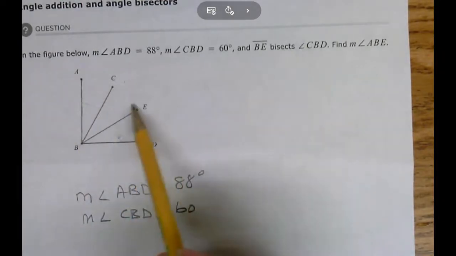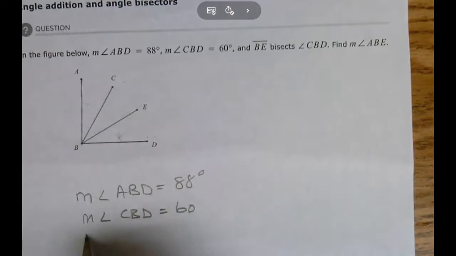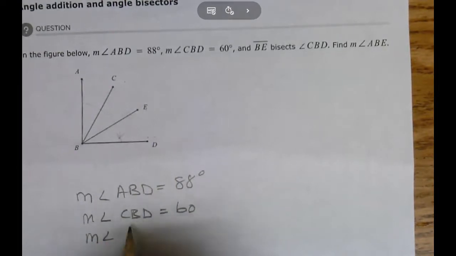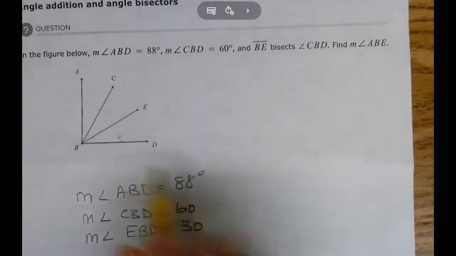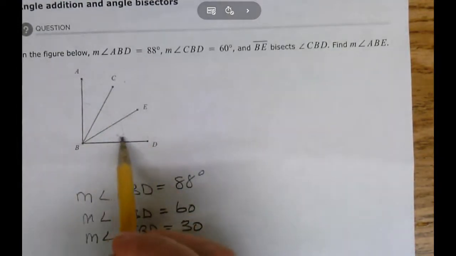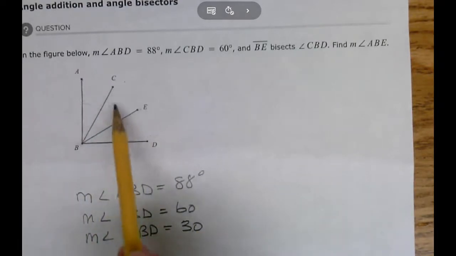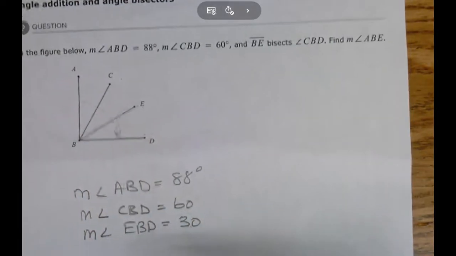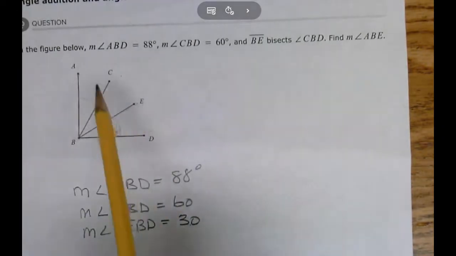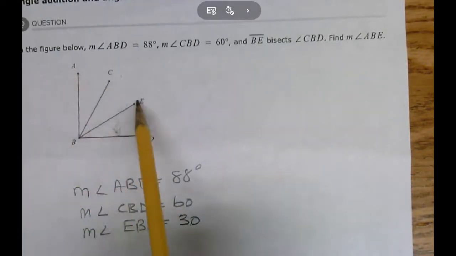But it also says that it's bisected, right? So then we also know the measure of angle EBD. That also is half of this, because the whole thing is 60, so this is a bisector, cuts it in half. We know that EBD is 30, and we know that CBE, which we don't really need to know, is also 30.